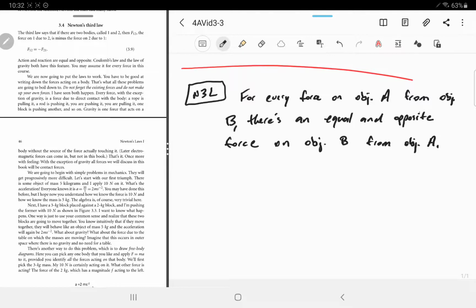So this refines the statement that you might have heard before, because it makes clear that a force is an interaction between two objects. And so Newton's third law is talking about the two separate objects involved in that interaction.